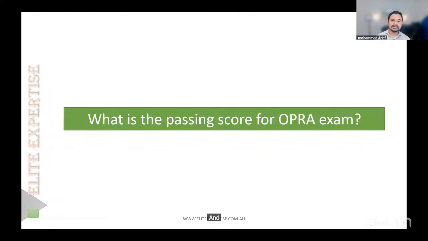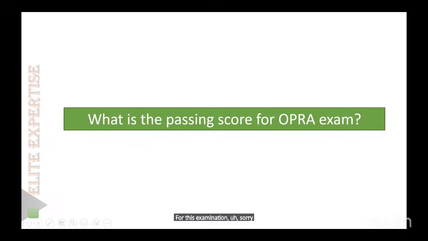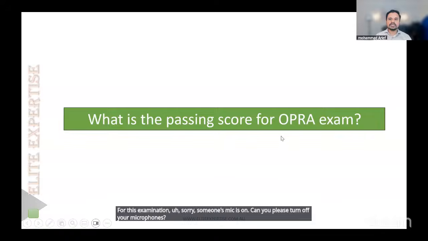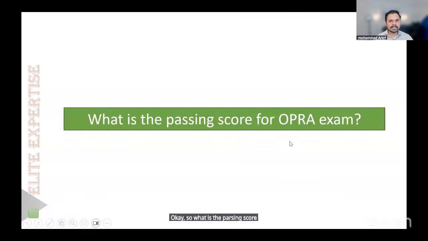And what is the passing score for this OPRA examination? There is no particular passing score for this examination. Sorry, someone's mic is on. Can you please turn off your microphones? So, what is the passing score for this OPRA examination? There is no particular passing score for this examination.